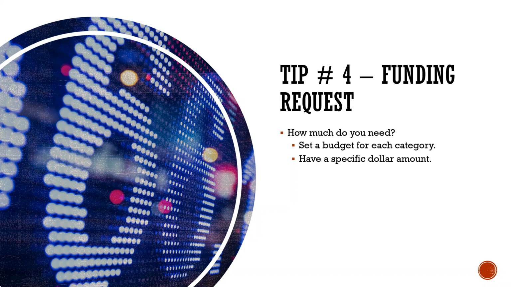So breaking into categories. But once you're done breaking it into categories, you're going to then total every category into a specific dollar amount, and that dollar amount needs to be identical to the funding request that you're asking for. That way, your budget request is now aligned with the funding request.